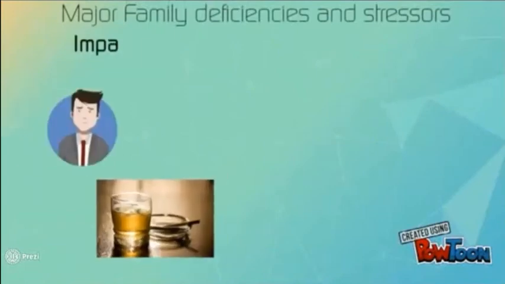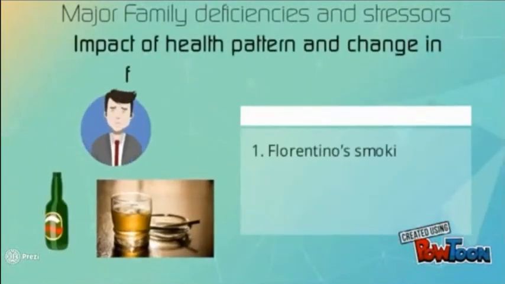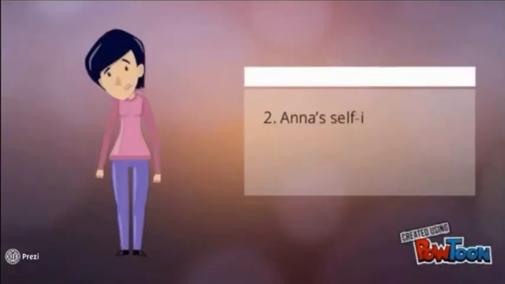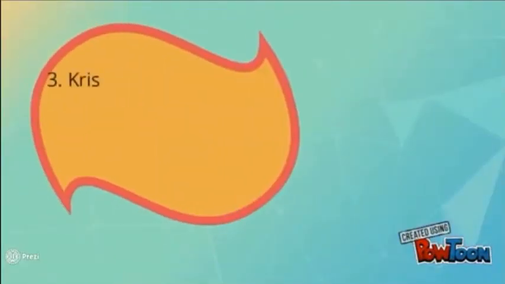Major family deficiencies and stressors. Impact of health pattern and change in function of a family member. Florentino's smoking and alcohol abuse and his attitude towards participating in healthy self-care and refusing to seek help to address his concerns. Anna's self-image disturbance that led her to limit herself to functions that do not require much public interaction and exposure due to her facial disfigurations.